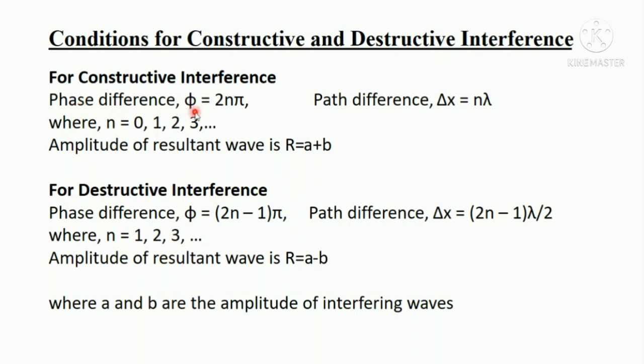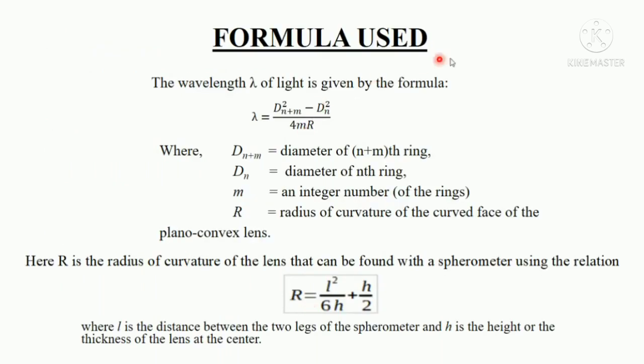Now let us see what are the conditions for constructive interference. The phase difference for it should be 2nπ and the path difference should be an integral multiple of lambda. The amplitude of the resultant wave at this moment is a plus b, where a and b are the amplitudes of the interfering waves. For destructive interference, the phase difference should be an odd integral multiple of π and the path difference (2n minus 1) lambda by 2. The amplitude of the resultant wave becomes a minus b. So if the interfering waves are of the same amplitude, the contrast is good.